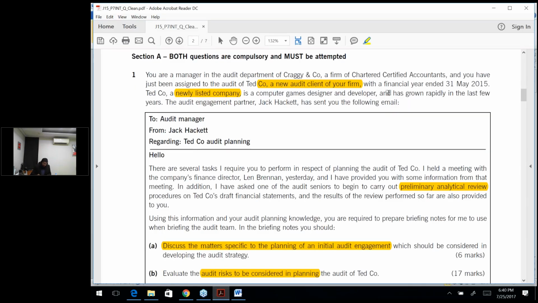The second one of them: with a financial year ended 31st May 2015, TED company, a newly listed company, is a computer games designer and developer and has grown rapidly in the last few years.